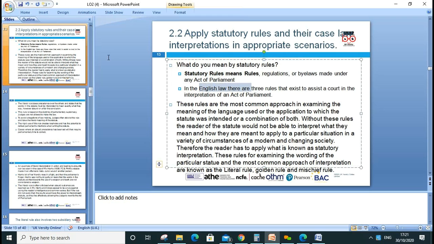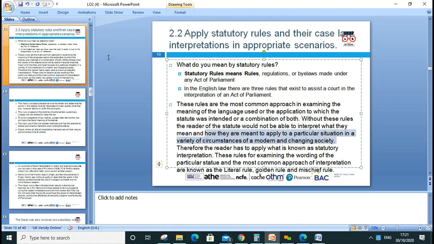In English law, there are three types of rules that exist in the courts. Do you remember we learned all these in another unit as well? These are the rules most commonly approached in examining and maintaining the language used, like the golden rule, which we will go through in a minute. Without these rules, readers would not be able to interpret the meaning. That's why we have a rule there. Otherwise, the interpretation of different laws can be difficult.